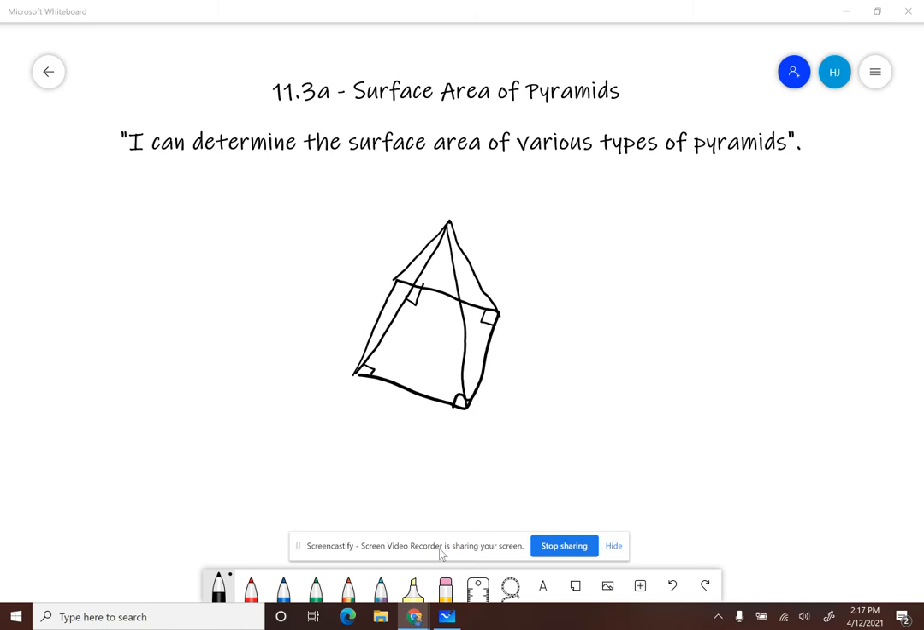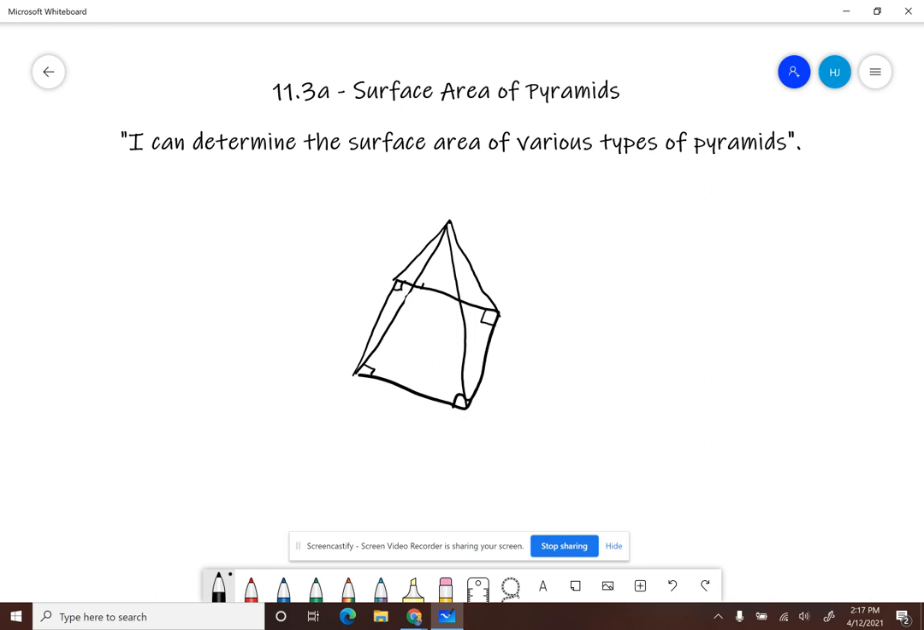Good morning, everybody. We're going to be talking about 11.3a surface area of pyramids, and we're saying I can determine the surface area of various types of pyramids. I've got a very specific pyramid here that we're looking at right off the bat.